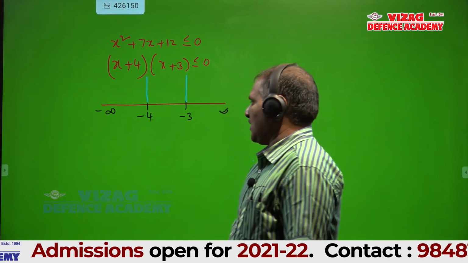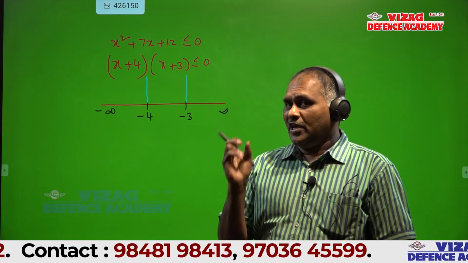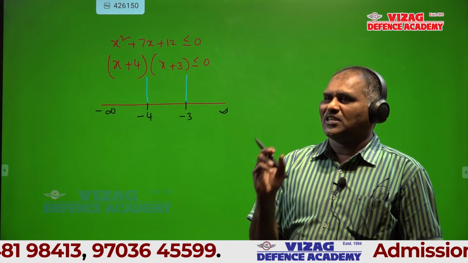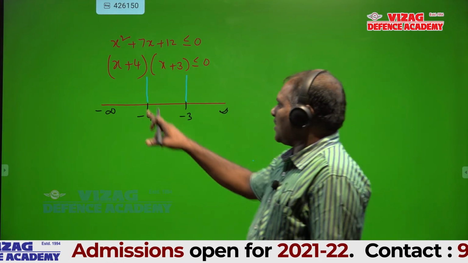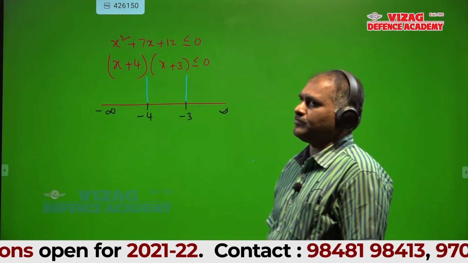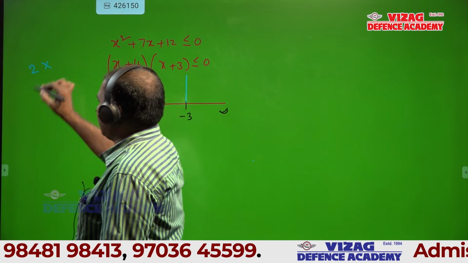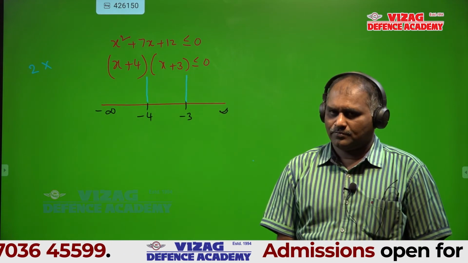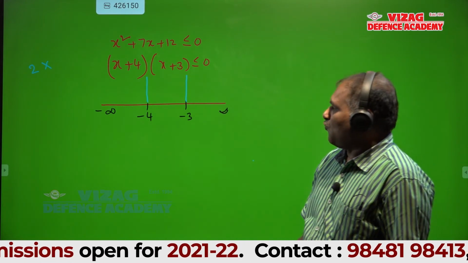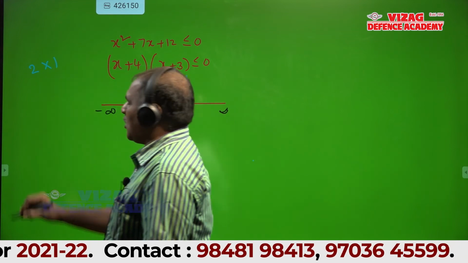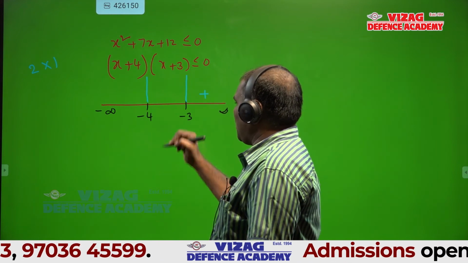Here one, here another one. Minus 3 to infinity, same method. In between, you can take any x value. Between minus 3 and infinity, minus 2 will be there. What is minus 2 plus 4? 2. Therefore, it is 2 into minus 2 plus 3, which is 1. Positive into positive, it is positive. That's why I wrote positive before.